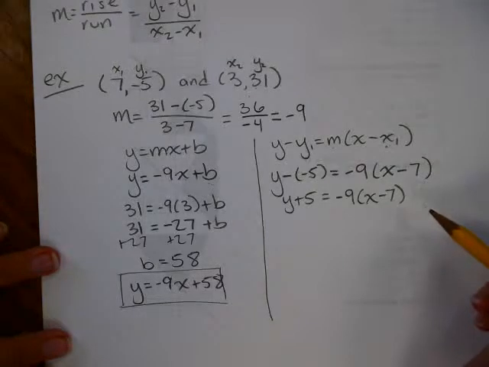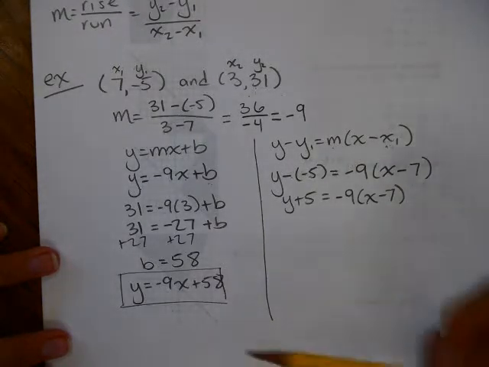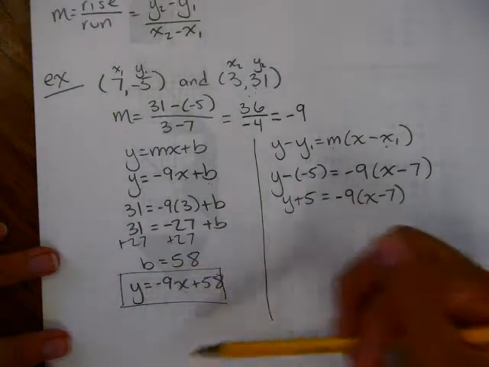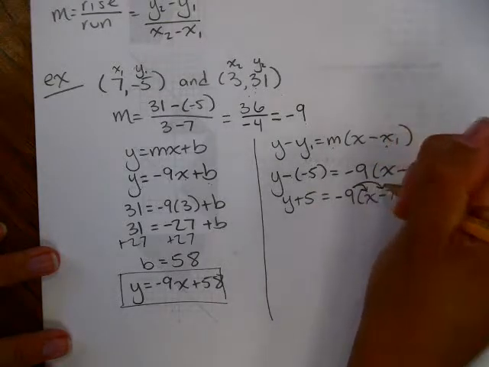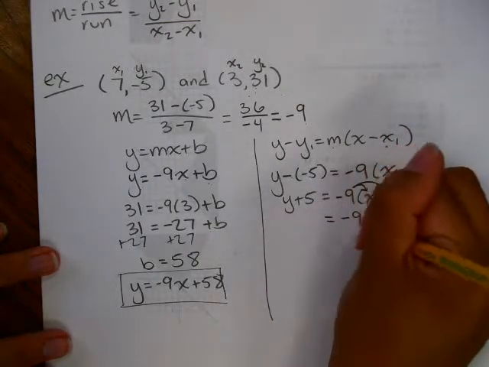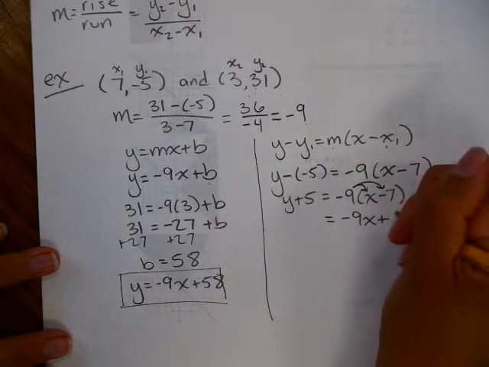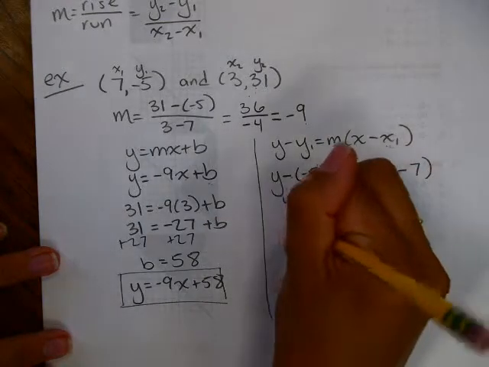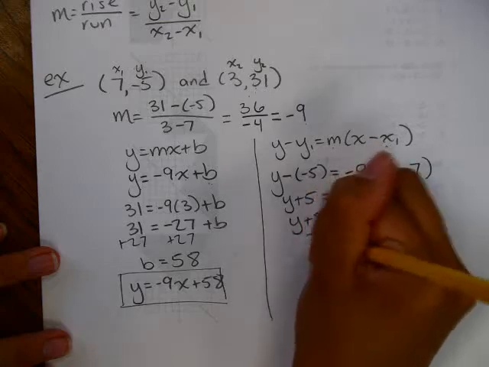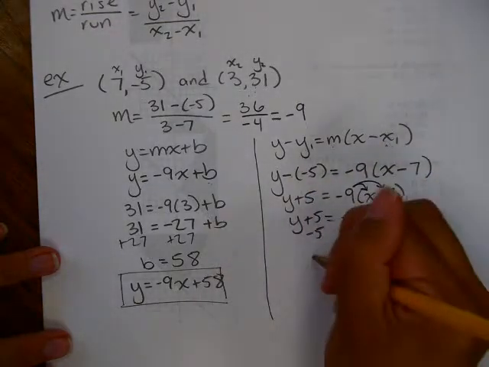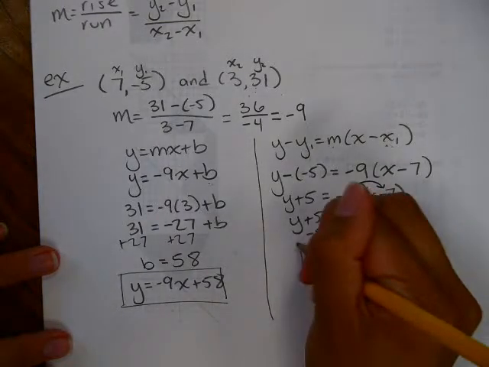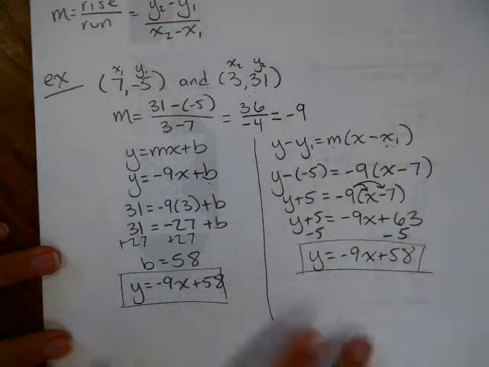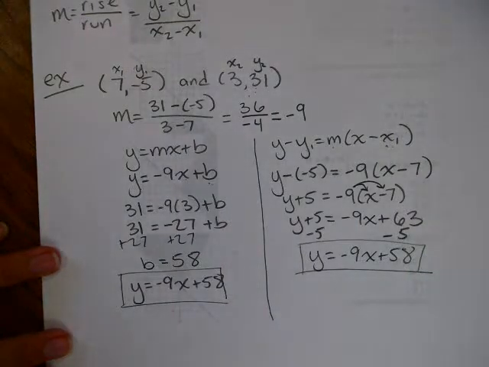You could leave it like this, but I want to make sure you know how to change this into slope-intercept form because this really is the most common form of the equation. So we distribute. Move the 5 over. We got the same answer. So two different ways to find the equation of a line.